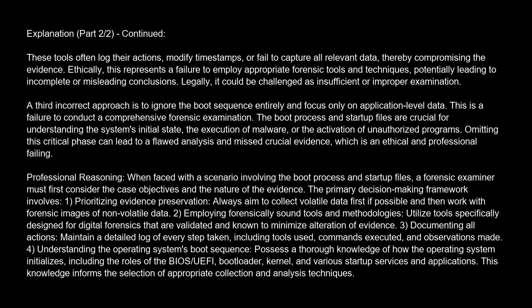4. Understanding the operating system's boot sequence. Possess a thorough knowledge of how the operating system initializes, including the roles of the BIOS/UEFI, bootloader, kernel, and various startup services and applications. This knowledge informs the selection of appropriate collection and analysis techniques.